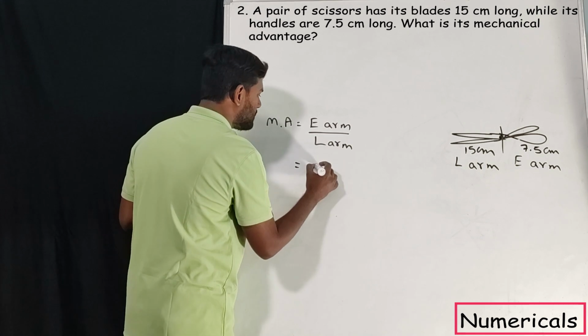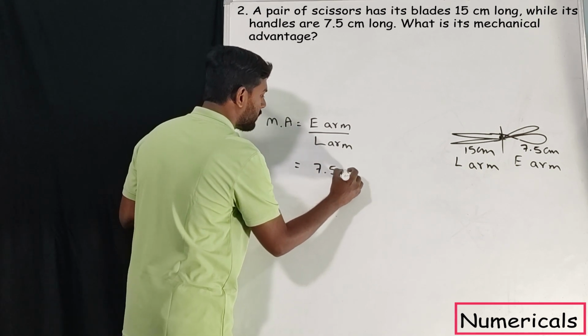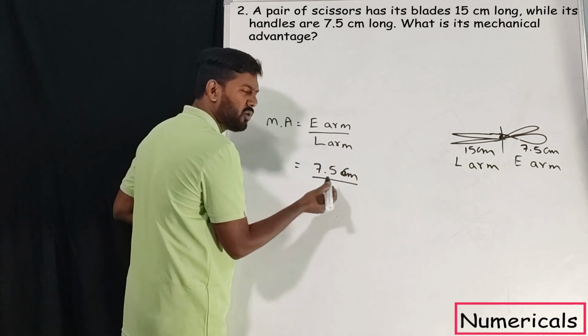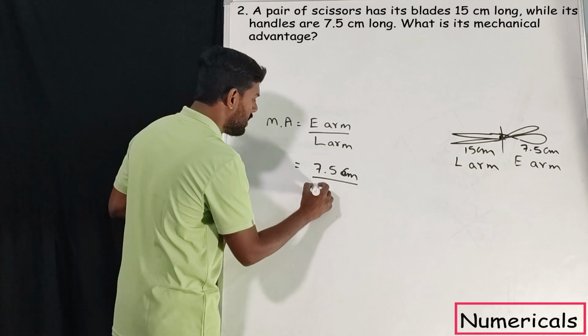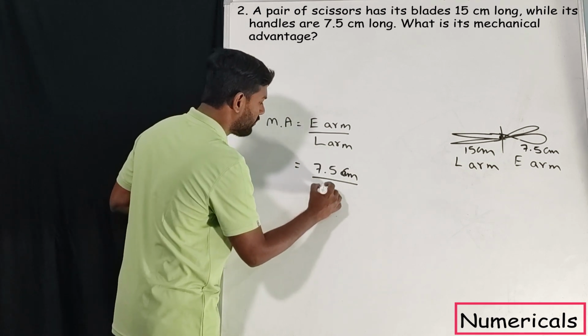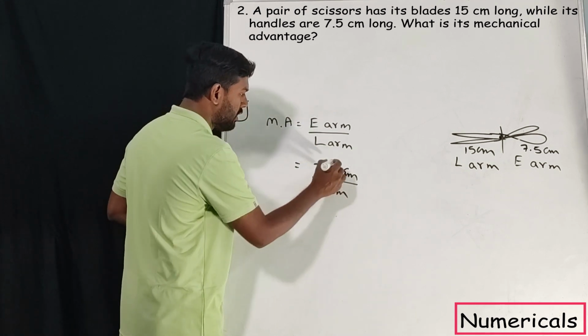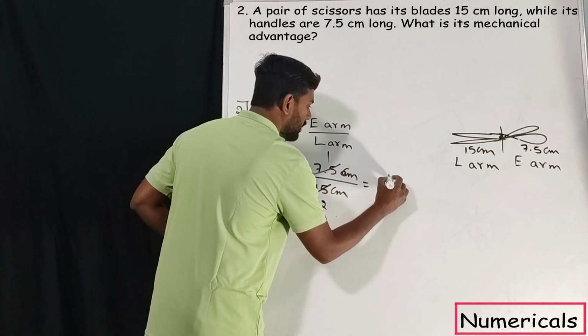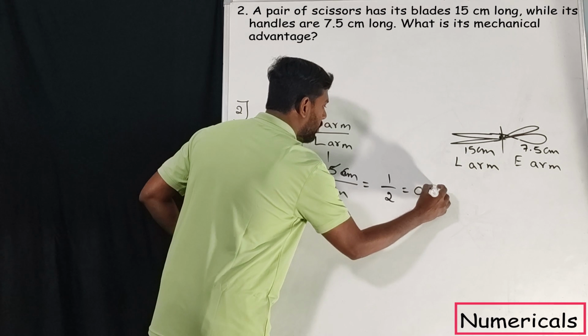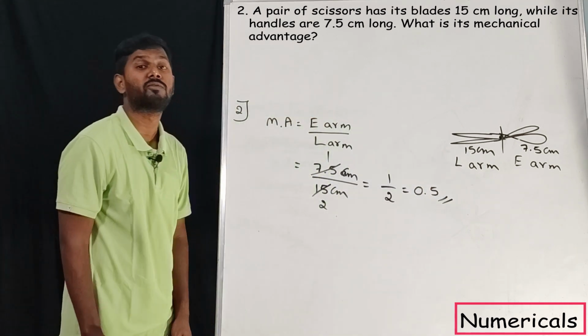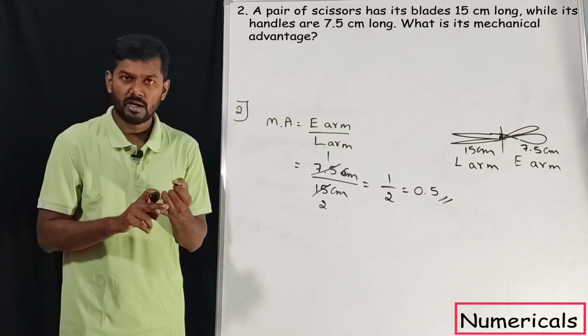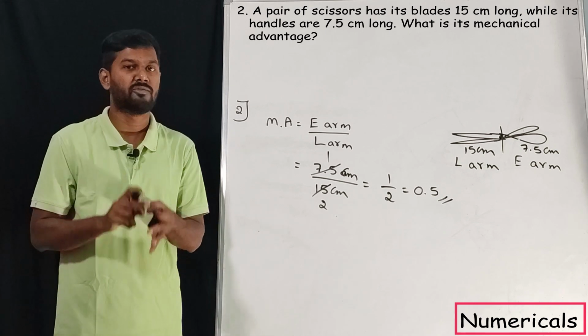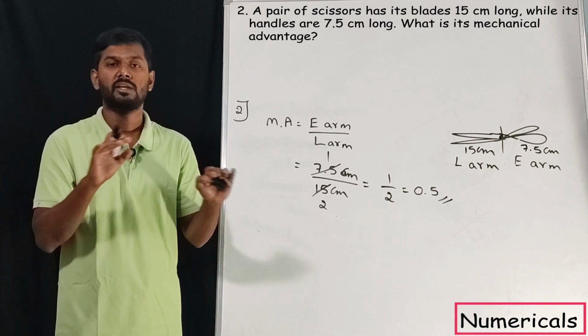Okay, effort arm is 7.5 centimeter. You don't have to write the unit also. Then load arm will be 15 centimeter, correct? 7.5 by 15, one by two, is nothing but 0.5. So what is the unit for mechanical advantage? Mechanical advantage, velocity ratio and efficiency don't have any unit.